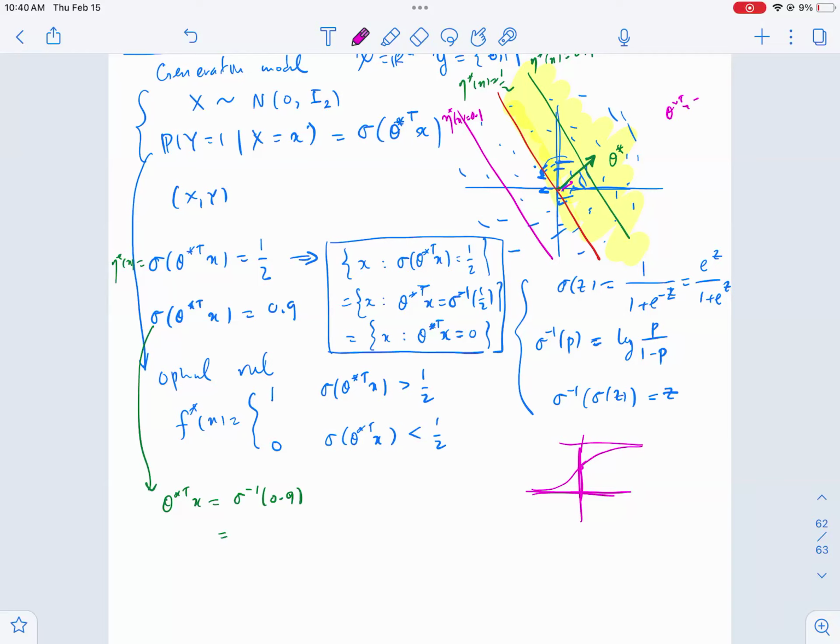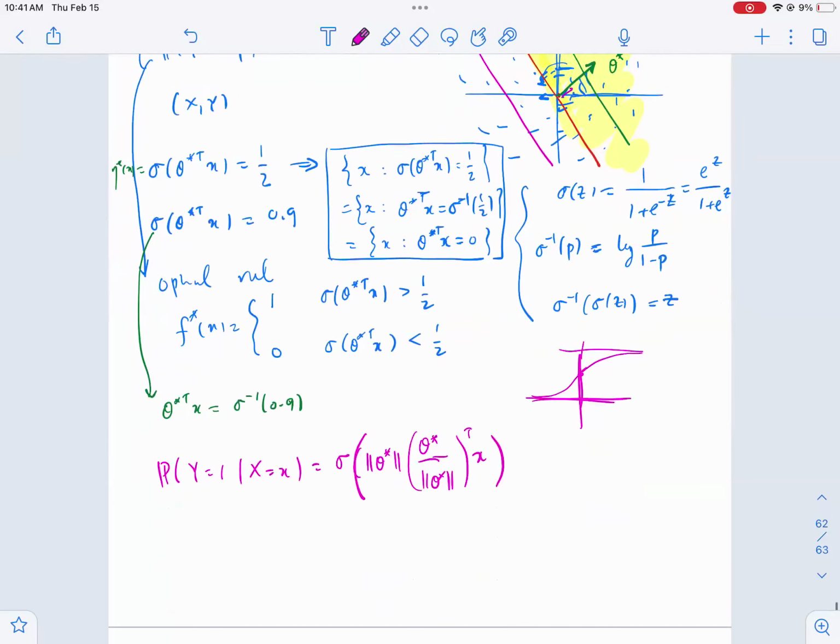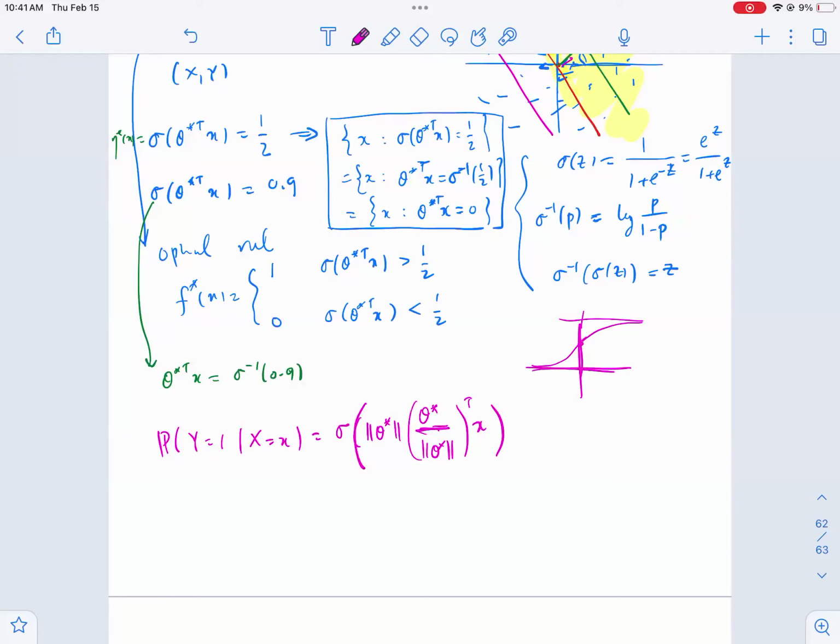So another way of saying it is, I get the p of y equal 1 given x is equal to x, the sigma of the norm of theta star times theta star divided by the norm of theta star, transpose times x. So I divide and multiply by the norm of theta star. The norm of theta star is just the L2 norm, the magnitude. Theta star divided by the norm is the unit norm vector, this points in the direction. And this controls the difficulty.